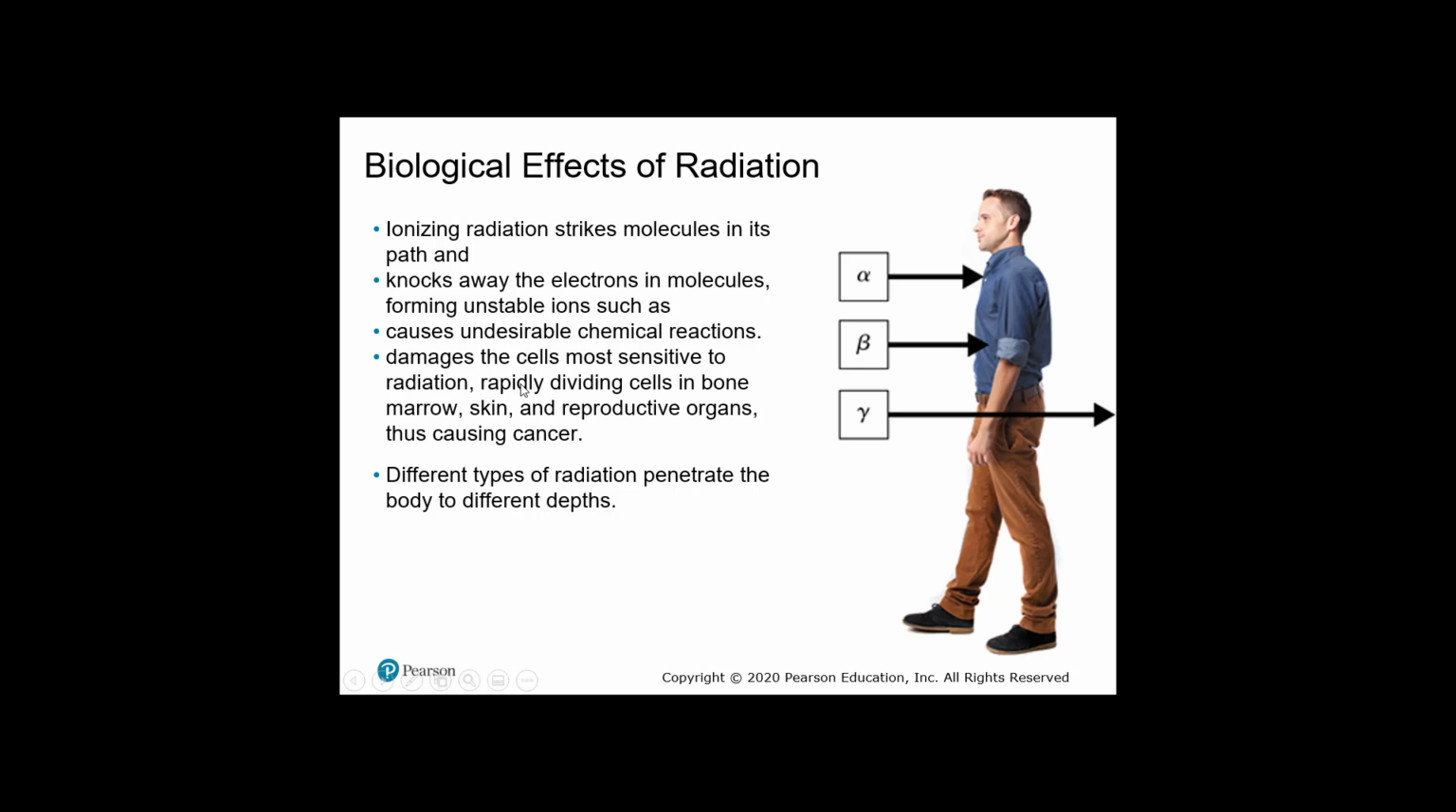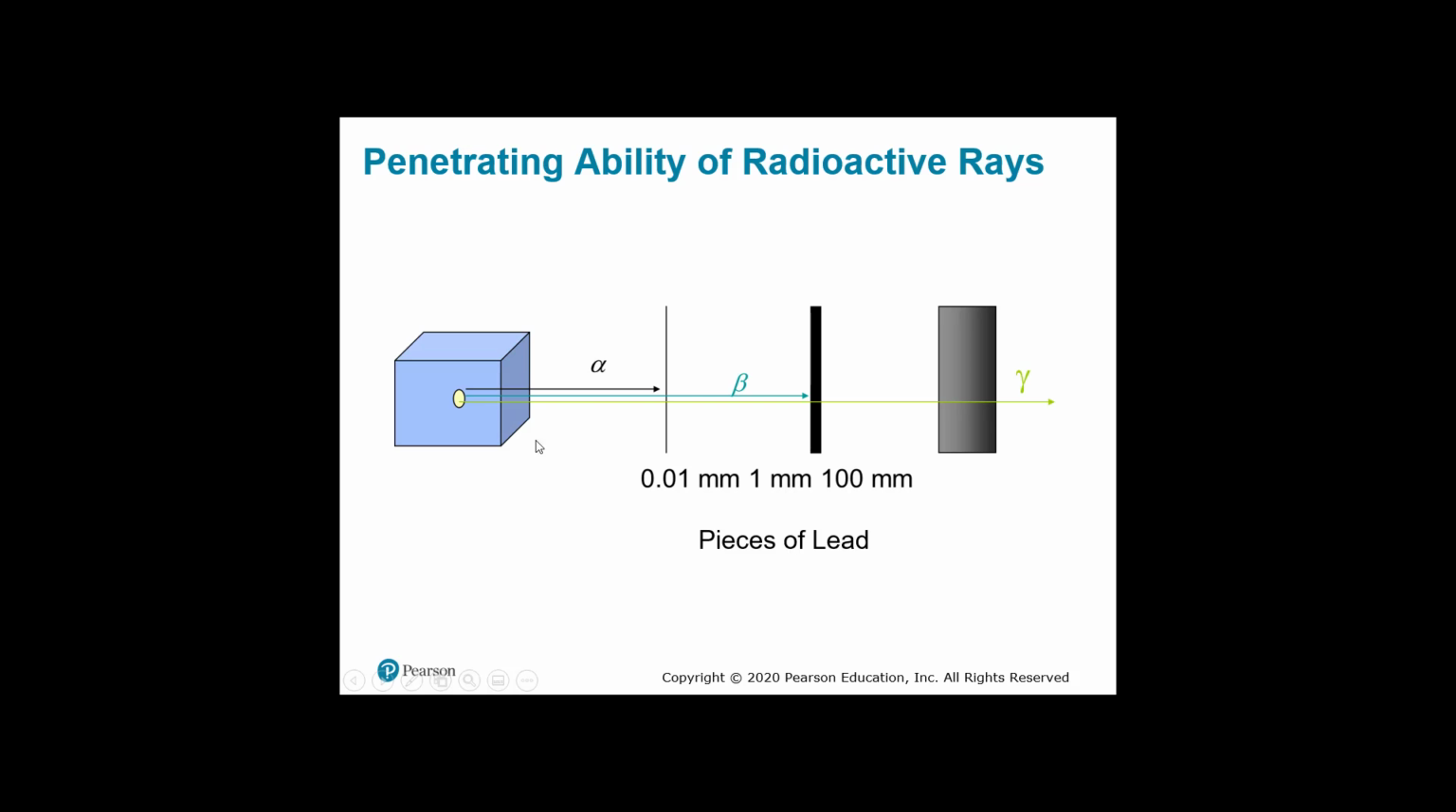This damages the cells most sensitive to radiation, and that causes rapidly dividing cells in bone marrow, skin, and reproductive organs, thus causing cancer. So different types of radiation can penetrate the body to different depths. This is not in your book, which is weird because they gave me the slide, but I can't find this picture in your book. But you can see the depths: this one goes to just a very small 0.01 millimeter, this can go to 1 millimeter, and this is going to 100 millimeters.